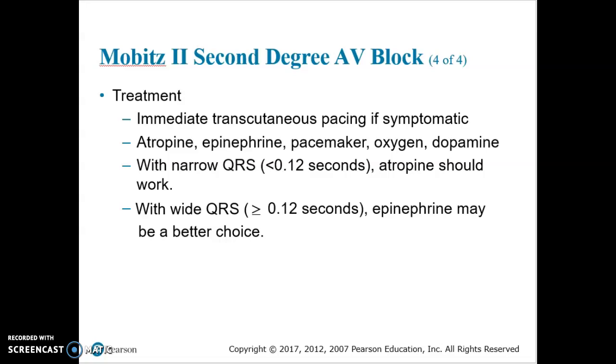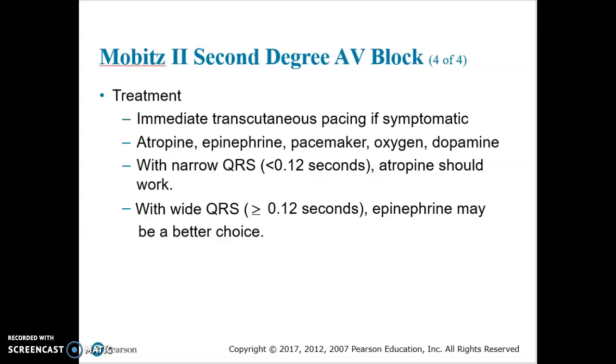So let's think about this. How are we going to know if we're going to use atropine versus epinephrine? With a narrow QRS, less than 0.12 seconds, atropine is going to work best because the block is up in the AV node and up in the atria. If we have that wide QRS that's greater than 0.12 seconds, epinephrine is going to work best because it's down in the ventricles.